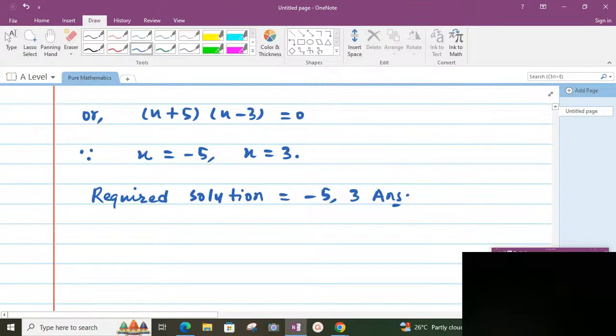So all questions are for the A level. So these classes will be useful to the schooling students having a subject pure mathematics of A level. Now I am going to over these classes. In the next class, I will solve some more questions of this exercise.